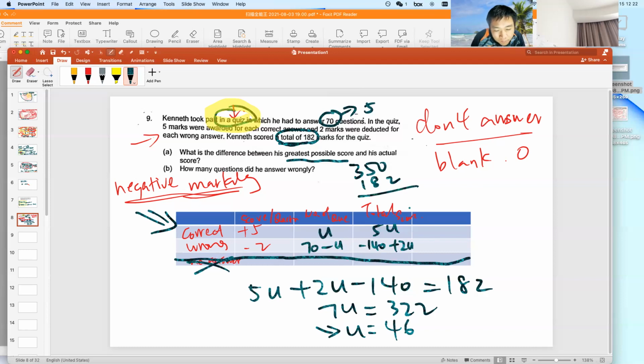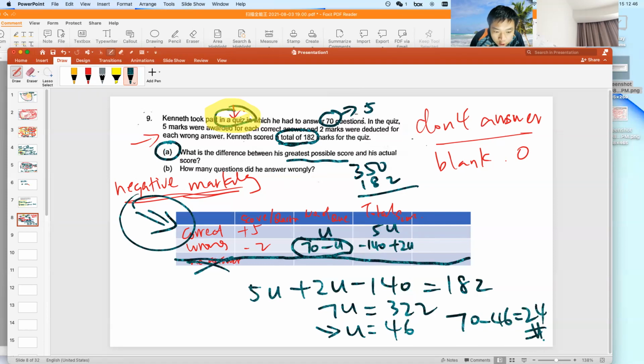So what I'm trying to say is for part A, you don't even need to use this table method. You should get the answer correctly. But how many questions did he answer wrongly? So I should pick this: 70 minus u. So I just take 70 minus the 46. So it's 24.